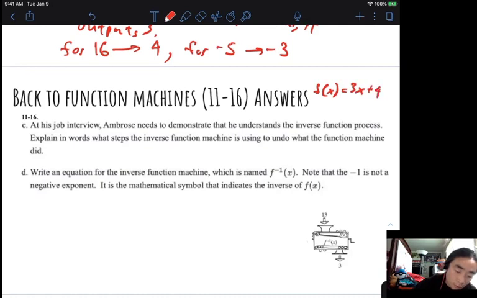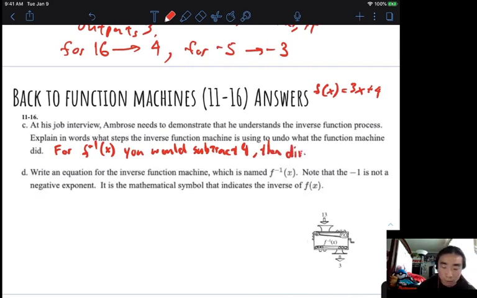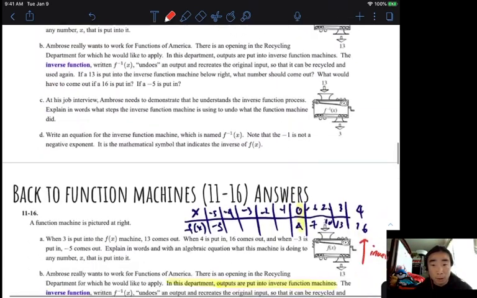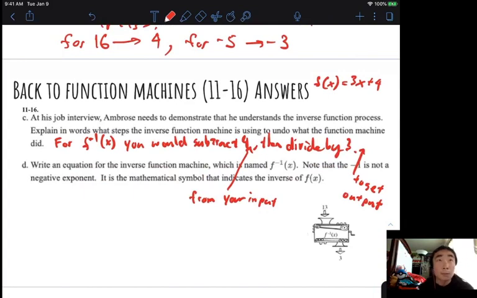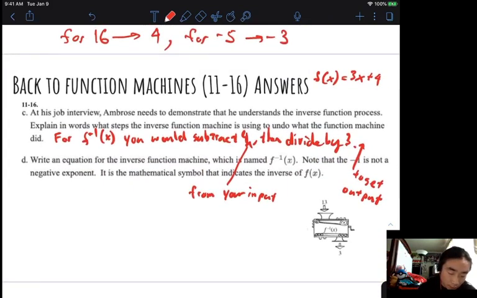So for f inverse of x, you would subtract 4, then divide by 3. And from here, you would actually subtract 4 from your input, and then divide by 3 to get the output. So that's in words. And using symbols, an equation, f inverse of x would look like whatever your input was, take away 4, and you divide all that by 3.